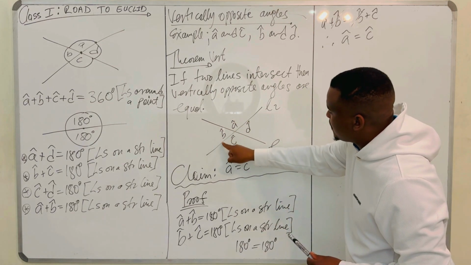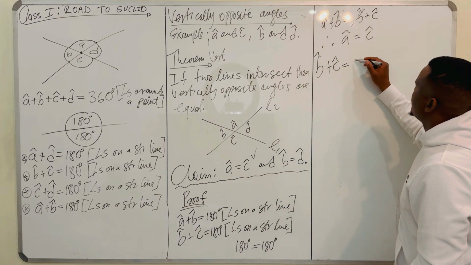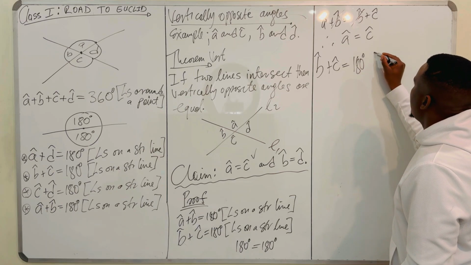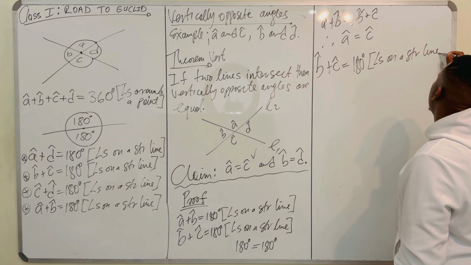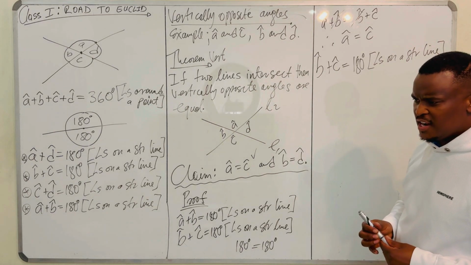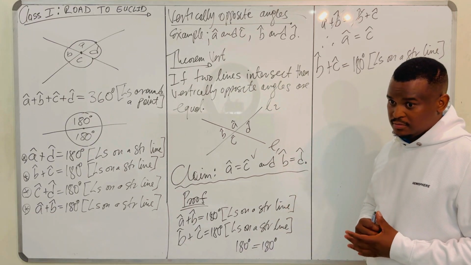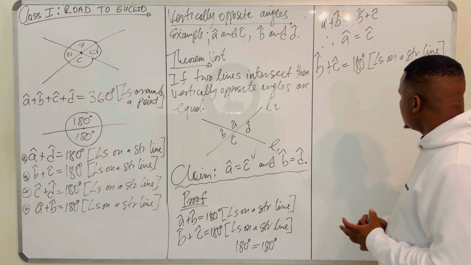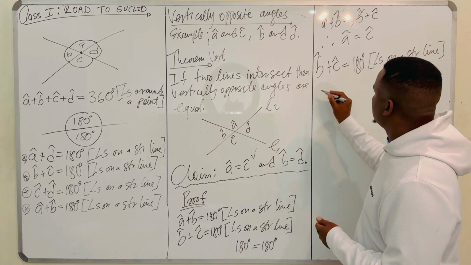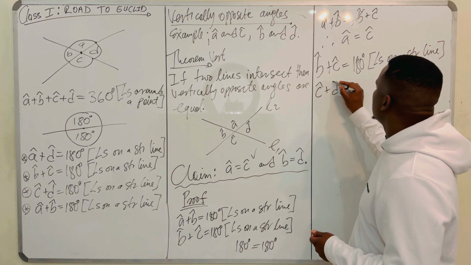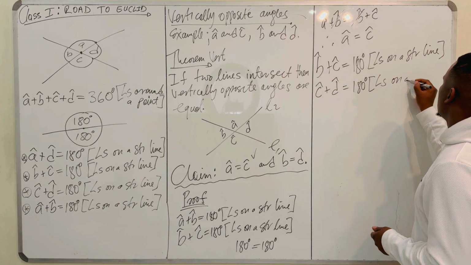Okay. So angle B plus angle C is equal to 180 degrees. Why? Angles on a straight line. I know it's boring to write this all over again, but you have to write it because the person who's marking you needs to know that you know this. Right? Yes. Okay. So we said B plus C. What is C plus D? 180. C plus D is equal to 180 degrees. Why? Same. Angles on a straight line.